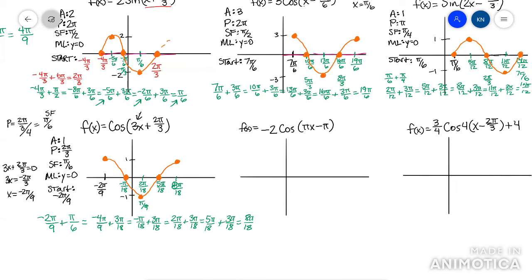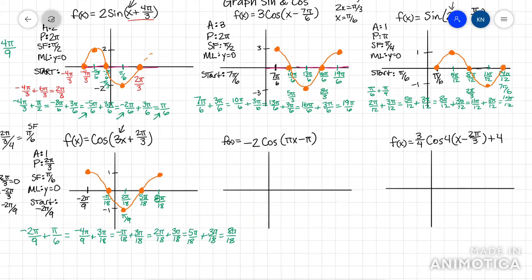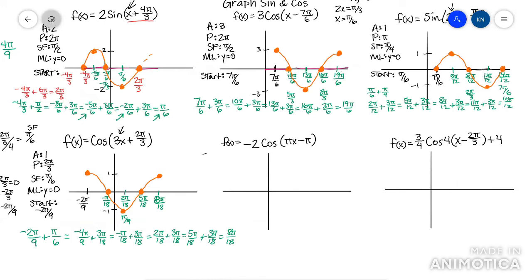Okay, 2 to go. The last one's a doozy. But let's look at this next one. Make your list. So amplitude is the first number, -2. The period, oh, this one's weird because there's a b value here as pi. So when you do period, you're looking at 2 pi divided by b, which is pi. So your period is 2, which means your scale factor is a half.